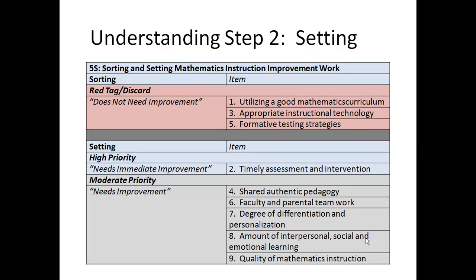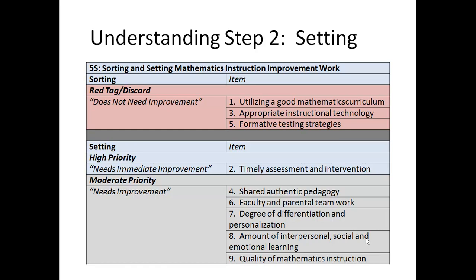So the second step here of setting simply means that, of this list of 9, you have 3 categories. There's one category, 3 of these ideas on this list of 9, that don't need improvement. So we'll set those aside. Again, those are 1, 3, and 5. Those are well in hand in your classroom, in your school, whatever the case may be.